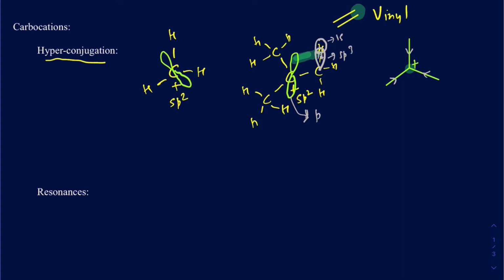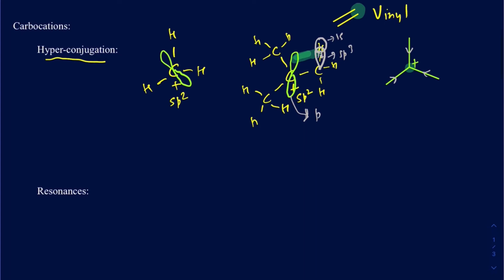So as a result, you don't really have any hyperconjugation in the case of a methyl, because you don't really have any adjacent carbon-hydrogen bond in that particular case. So there is no hyperconjugation.